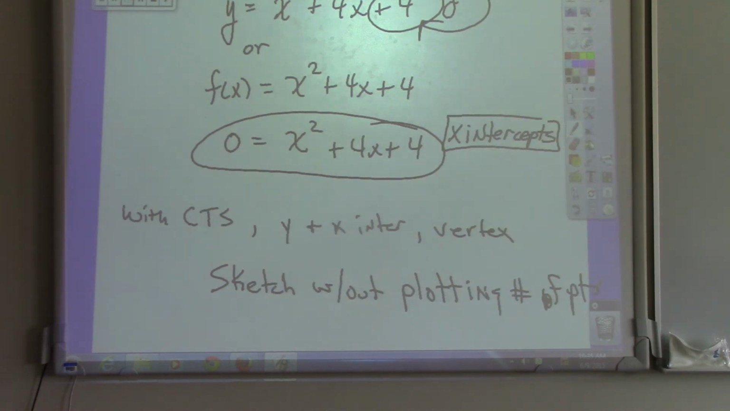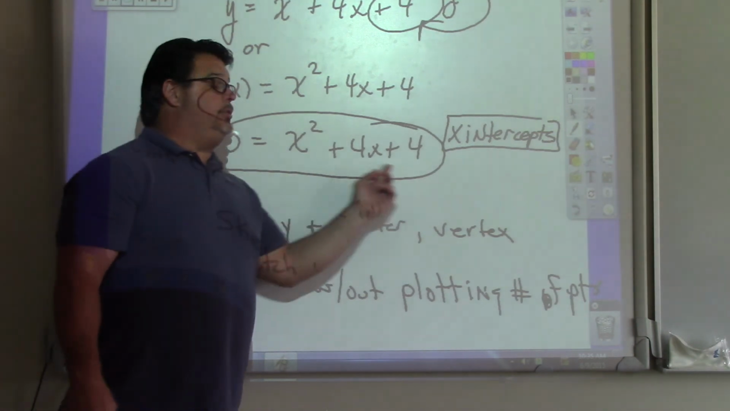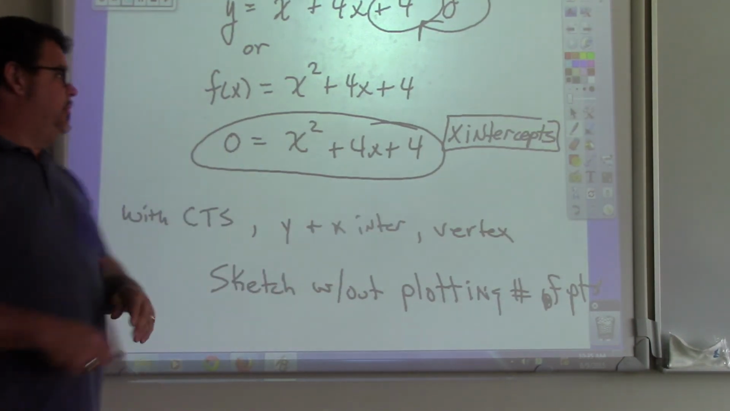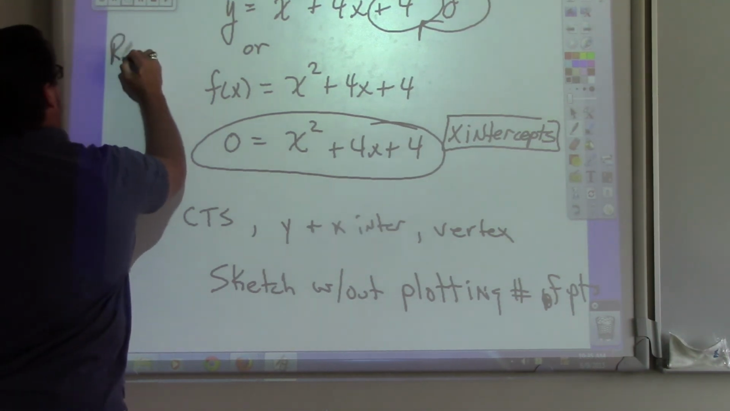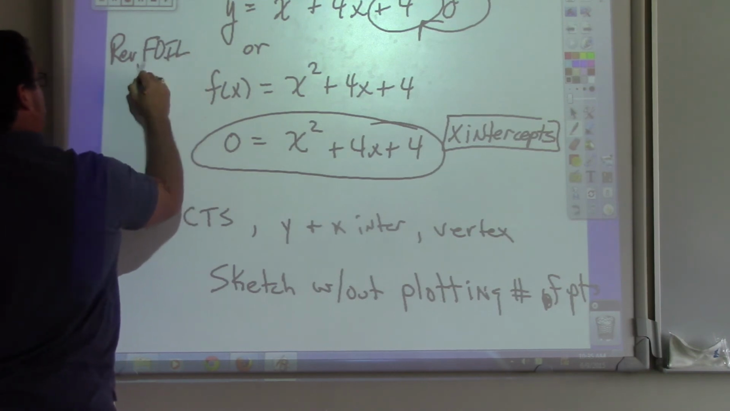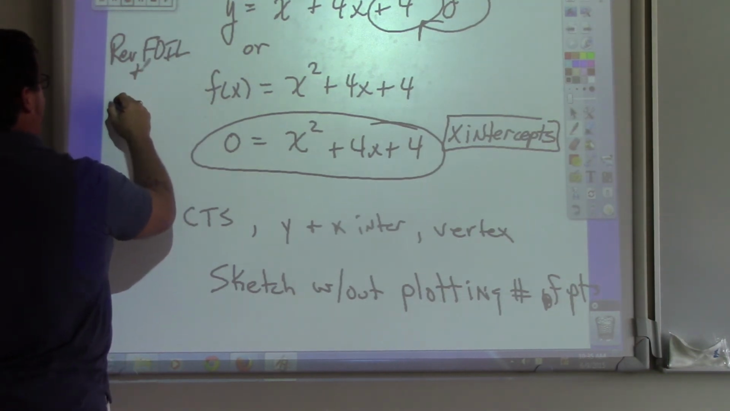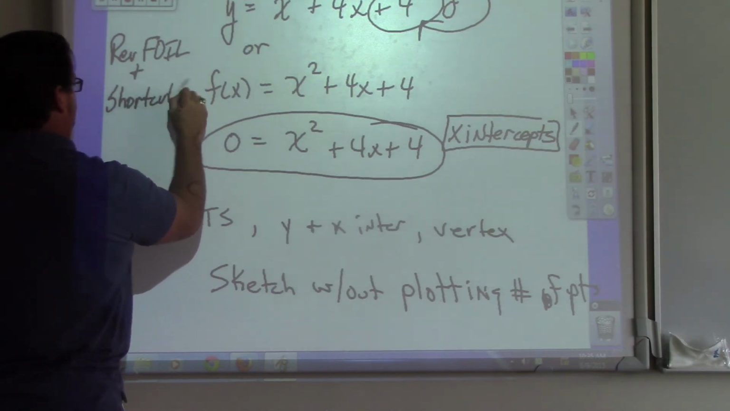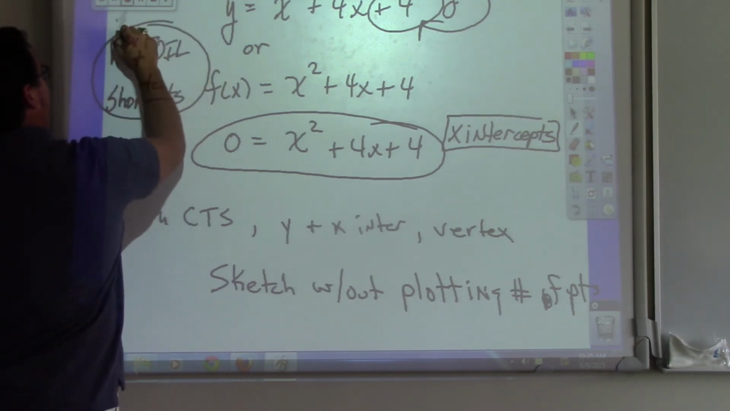Now, a lot of you say, well, we just do use the reverse FOIL here. Well, what is reverse FOIL in shortcuts? The reverse FOIL in shortcuts is a form of what? Completing the square. No. Starts with F. Factoring. Yes. This is a form of factoring.